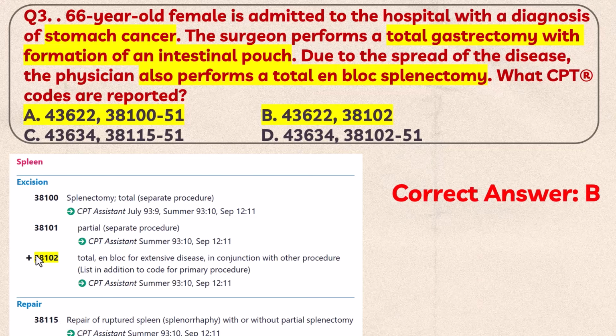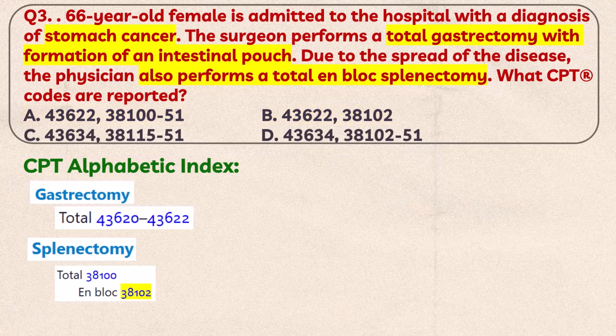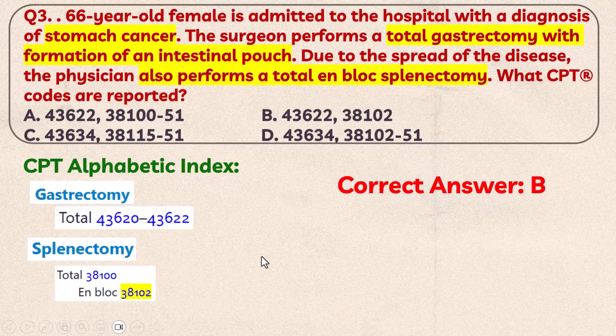If you encounter this case in a real working scenario, you have to use the alphabetic index. So when you go to the CPT alphabetic index, first go for the main procedure, gastrectomy. The main index is gastrectomy, then go for the subterm total. It will lead you to the following code series. Again, come back to the tabular list and confirm the answer. Similarly, for splenectomy, for total it says 38100 and for en bloc it says 38102. Again, come back to the tabular list and confirm the answer. Once you confirm, the correct answer will be answer B.